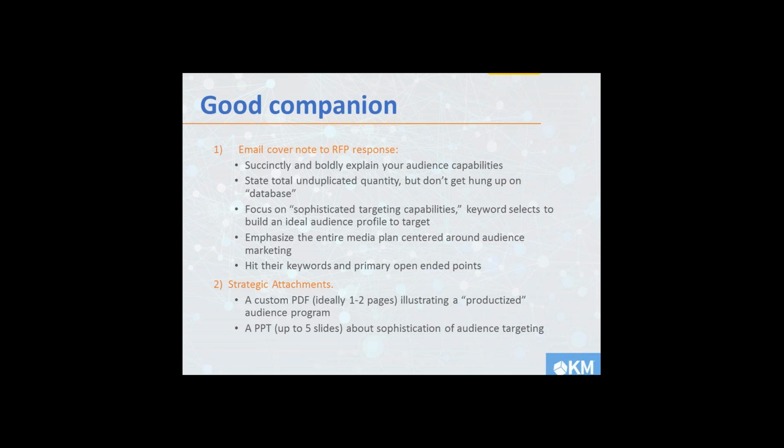So for example, my cover note to the RFP starts with succinctly and boldly explaining audience capabilities. You still want to talk about unduplicated quantity, in other words, how well you've done to clean up your list, but he always suggests avoiding the word database because it sounds too technical, and the agency buyer probably doesn't understand what it means anyway. Focus on sophisticated targeting capabilities as a good keyword for what agencies are looking for. Also focus on emphasizing the entire media plan, again, focused on audience marketing.